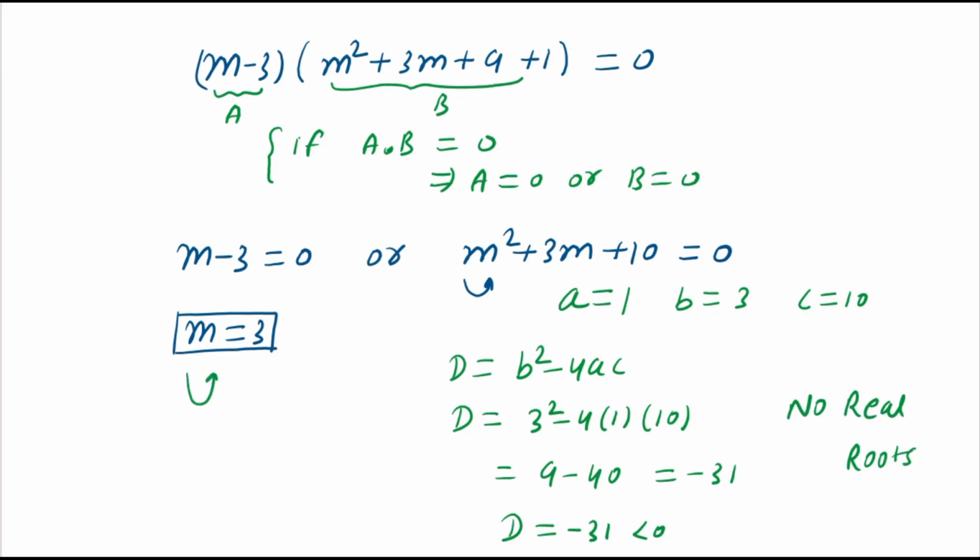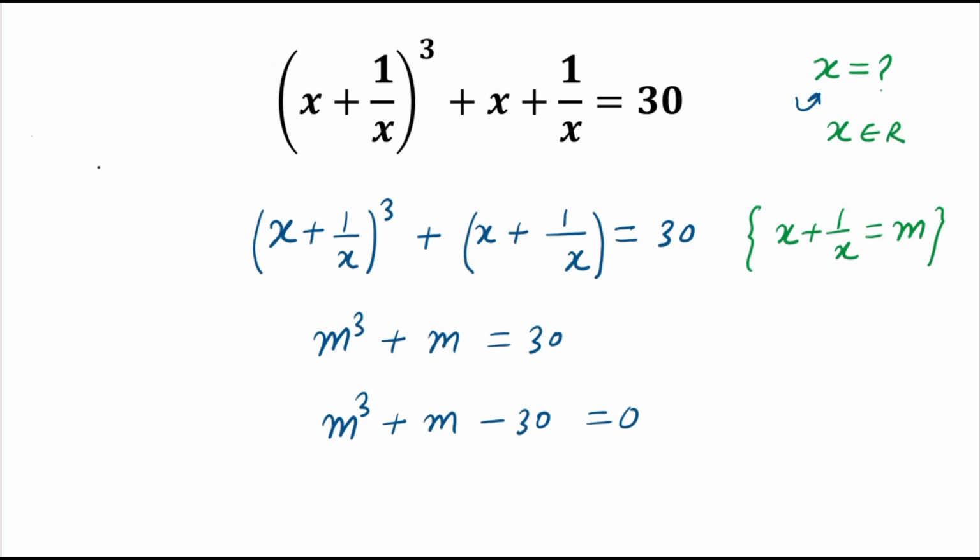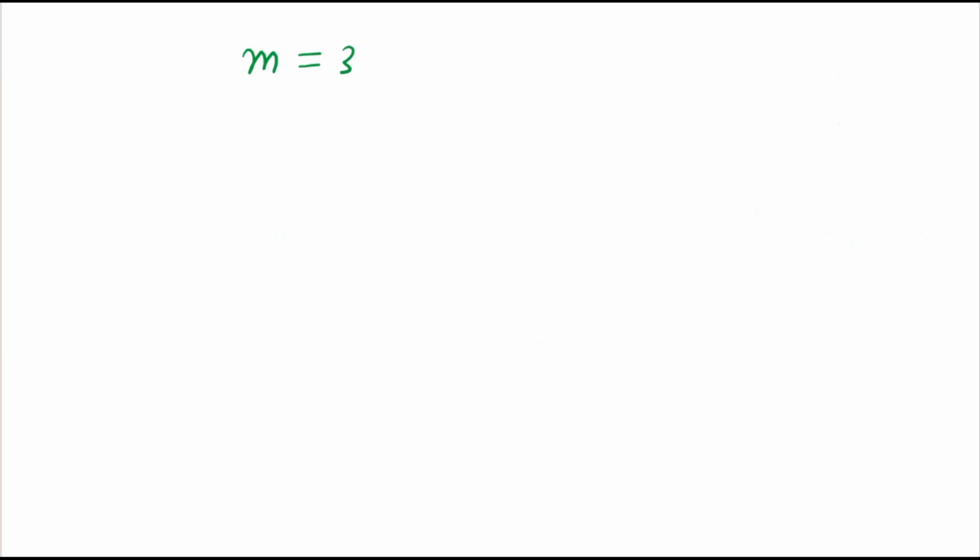Here the value of m is 3. And we know that m is x + 1/x. So this m is replaced by x + 1/x = 3. Look carefully, in the left hand side x is present in the denominator, so x cannot be equal to 0. So we multiply both sides by x.